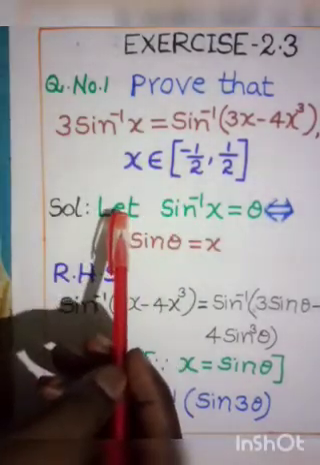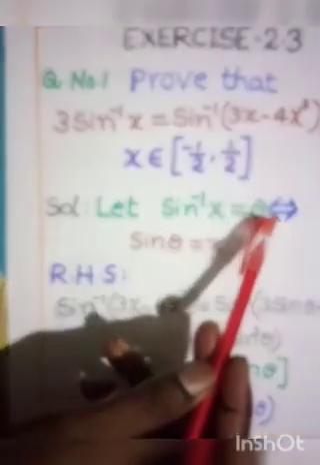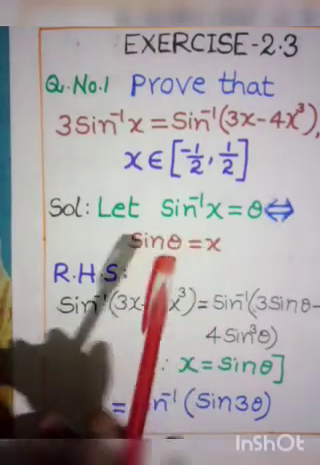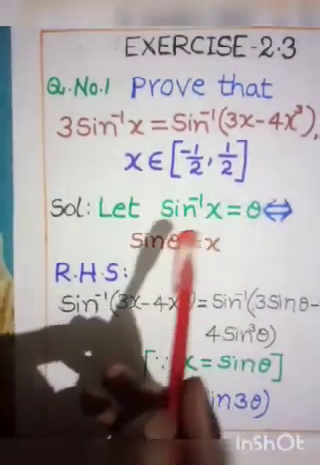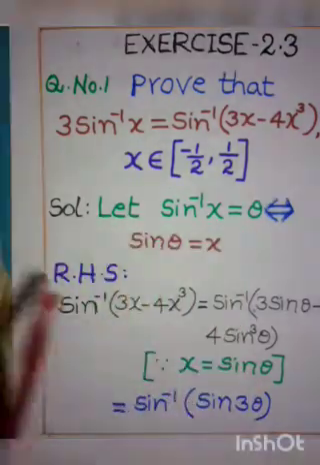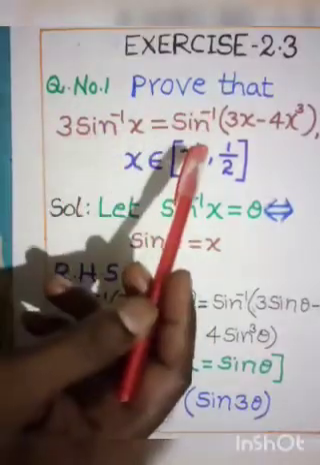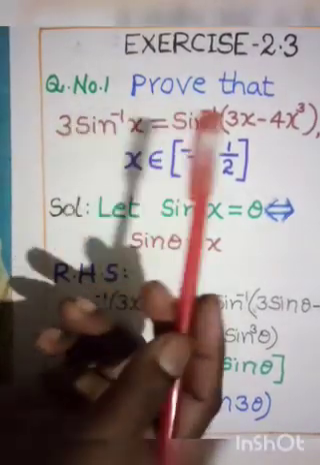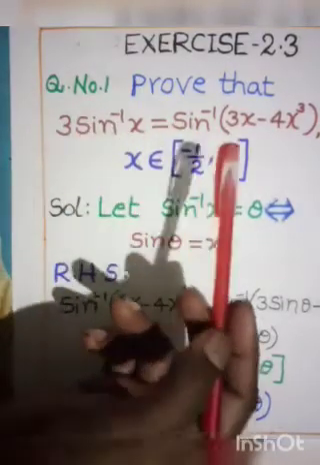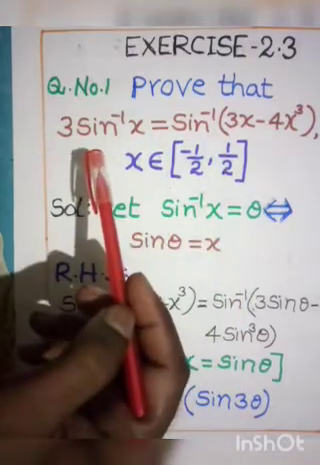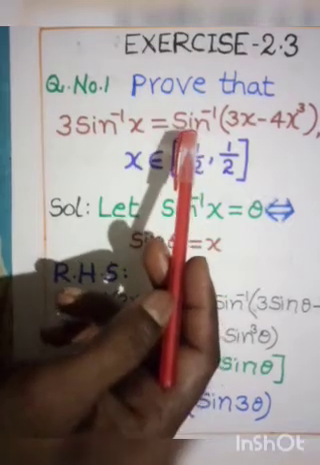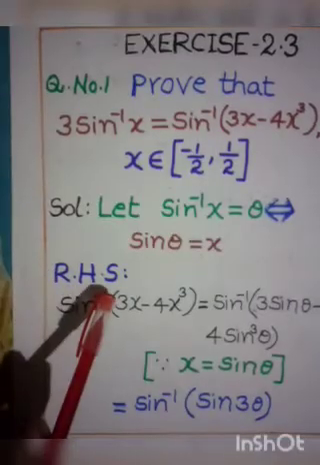So, let us consider sin inverse x is equal to theta. This implies sin theta is equal to x. Here, we use the concept of inverse function. Now, to prove this statement, sometimes we can take the LHS part and prove the RHS part, and sometimes we take the RHS part and prove the LHS part. To prove this statement, we are taking the RHS.